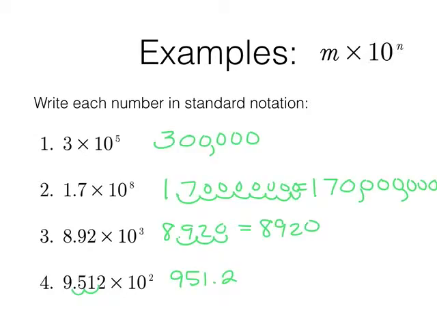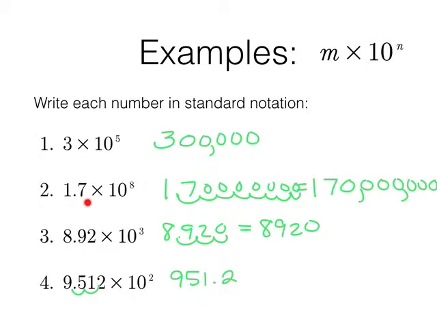Okay, so for these, we were given scientific and going to standard. Again, they're all positive exponents, so all of these numbers are values bigger than 1. And what I did is I moved the decimal point to the right the same number of times that the exponent tells me in order to make this number a standard notation number. So on the first one, it was just 3, so all I did here was add 5 zeros, put a comma in to make the number more readable, 300,000.